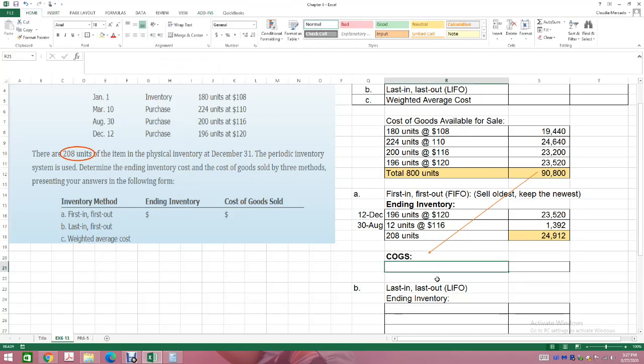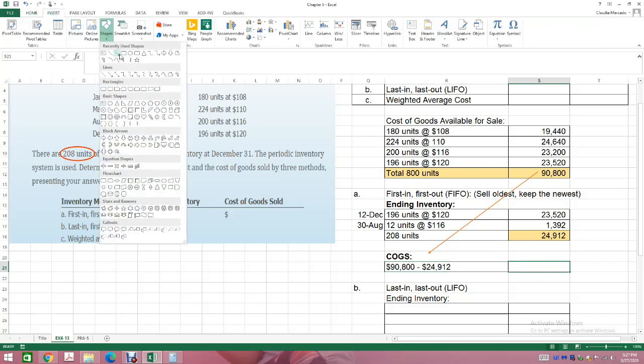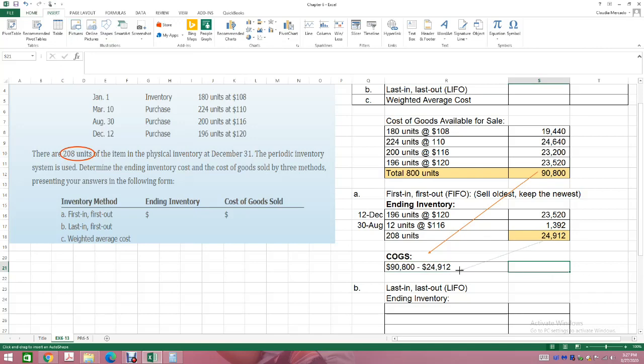So your cost of goods sold is going to be the 90,800 minus what you still have left in your warehouse. How much do you have left? You have left the 24,912. Okay. And then let me do another little arrow here, just for clarity purposes.